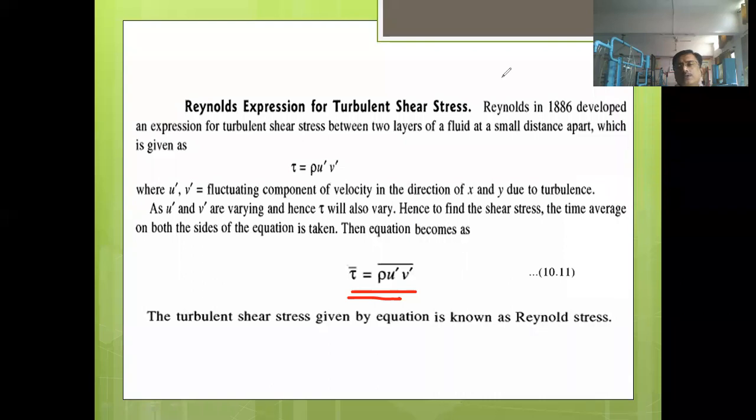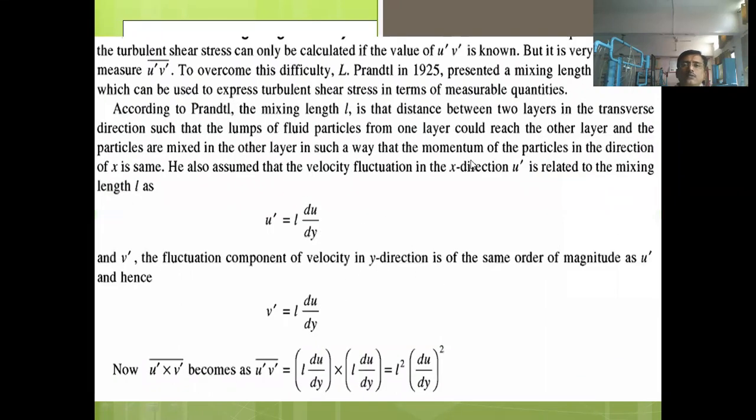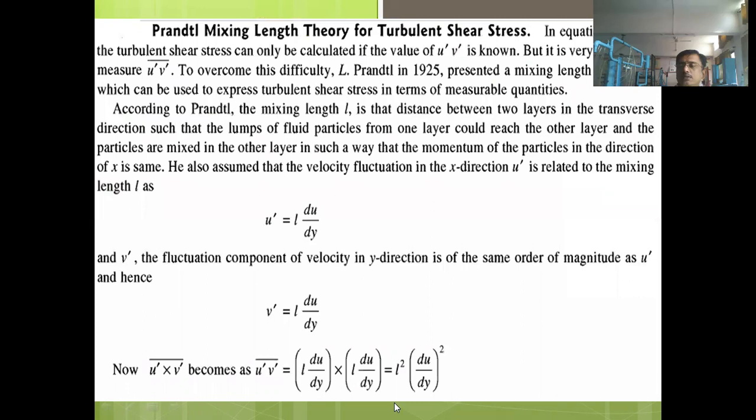Again, this average velocity finding, the task is very difficult. u dash v dash bar: it is a difficult task, since the shear stress can only be calculated if the value of u dash v dash is known, but it is very difficult to measure u dash v dash bar. To overcome this difficulty, Prandtl is another scientist who worked on it, and he proposed a theory which is called the Prandtl mixing length theory.